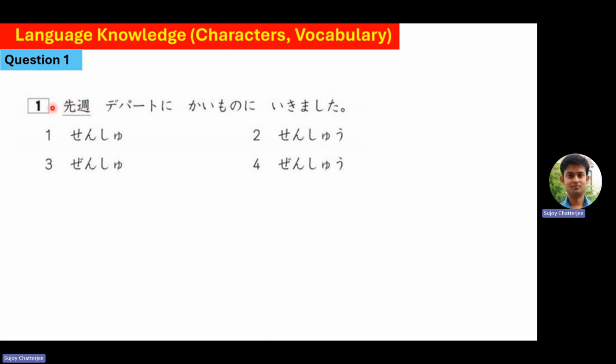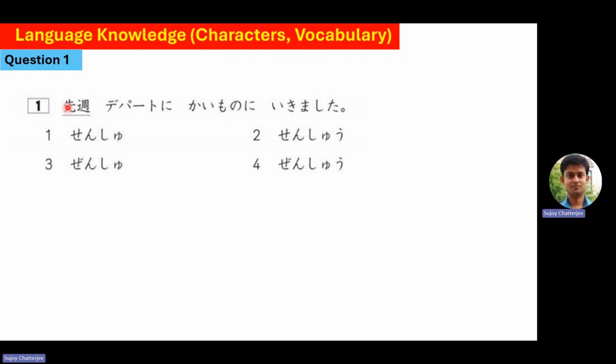We just know that these are 2 kanji. But this is easy. Depato. Depato means departmental store. Depato ni kaimono ni. Kaimono means shopping. Kaimono ni ikimashita means I went. So this is very easy to understand that I went to the departmental store for shopping.